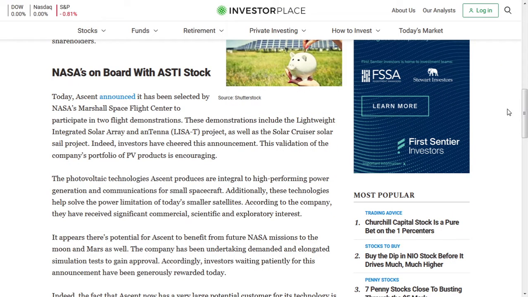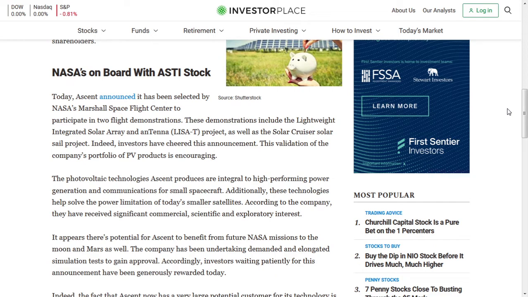It says NASA, according to Investor Place, and obviously this news was carried around by a lot of platforms and outlets. NASA's on board with ASTI stock. As Ascent announced, they had been selected by NASA's Marshall Space Flight Center to participate in two flight demonstrations. These demonstrations include the lightweight integrated solar array and antenna projects, as well as the Solar Cruiser solar sail project.